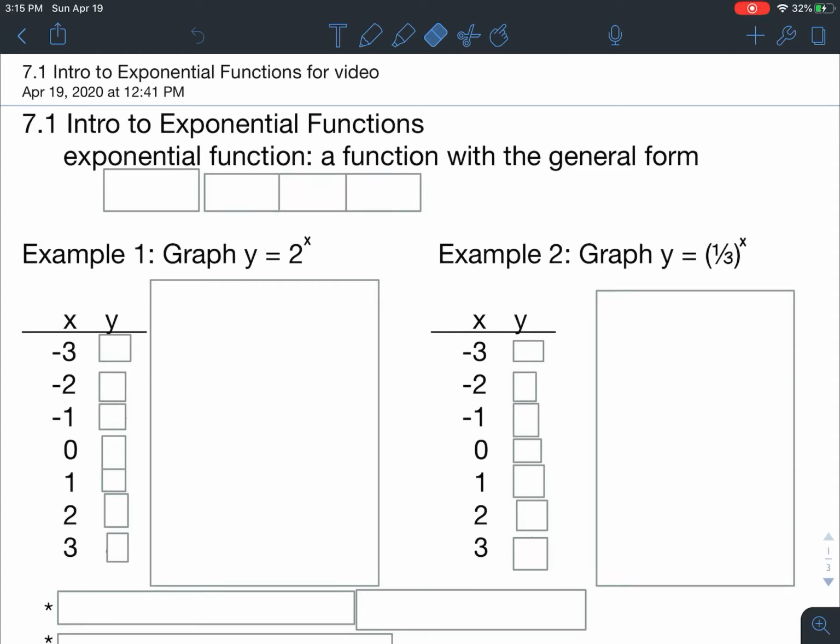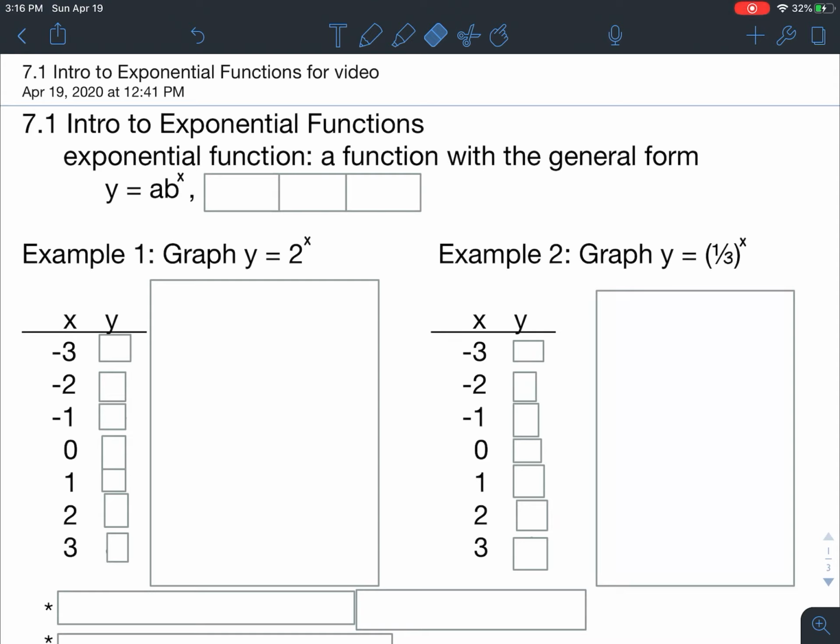We're going to start chapter 7 today, and the first section is an intro to exponential functions. So chapter 7 is all about exponential and logarithmic functions. So first we're going to talk about exponentials. So an exponential function is a function with this general form, y equals a times b to the x.